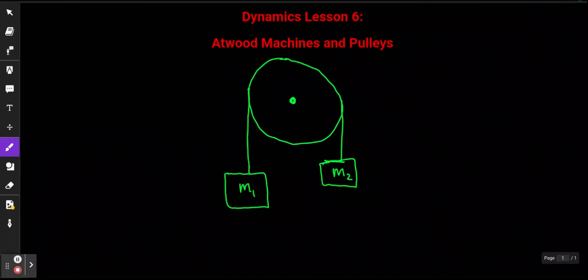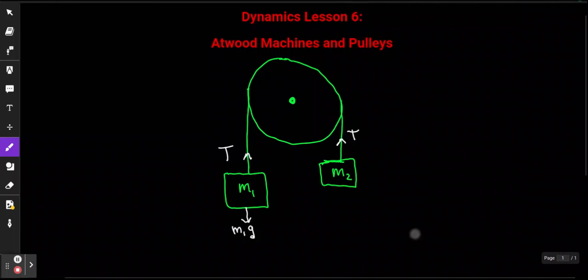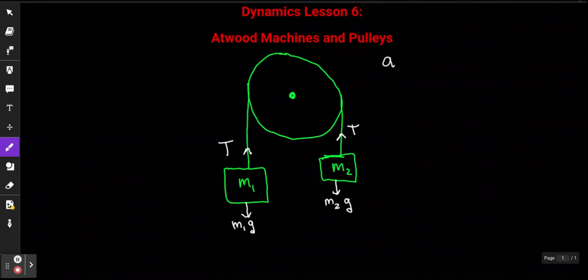When we draw free body diagrams, we know that mass 1 experiences a tension and also a weight m1 times g. Mass 2 also experiences that same tension because of the properties of an ideal pulley, and also a weight of m2g. What we need to remember here is that mass 1 and mass 2 are in the same system. Because they are in the same system, mass 1 and mass 2 have the same acceleration. That way I can say acceleration for mass 1 is equal to acceleration for mass 2, and in turn I will just call this an acceleration of a.